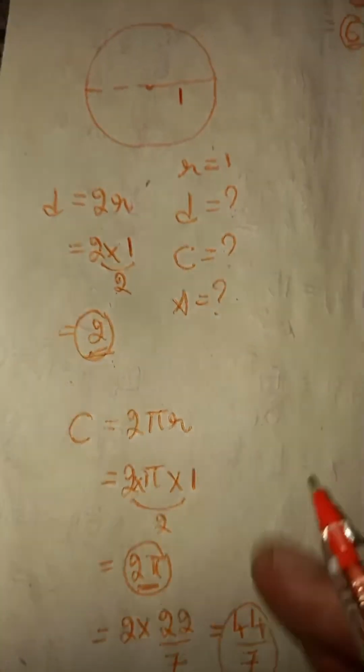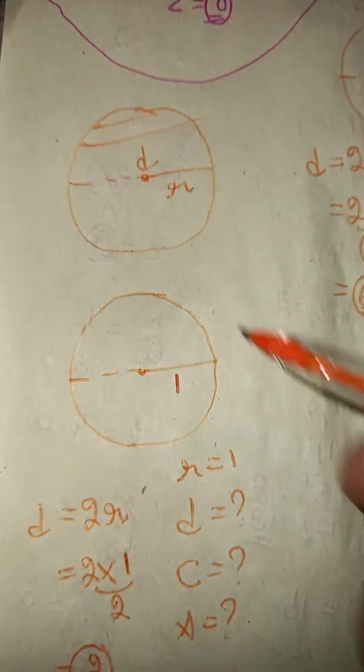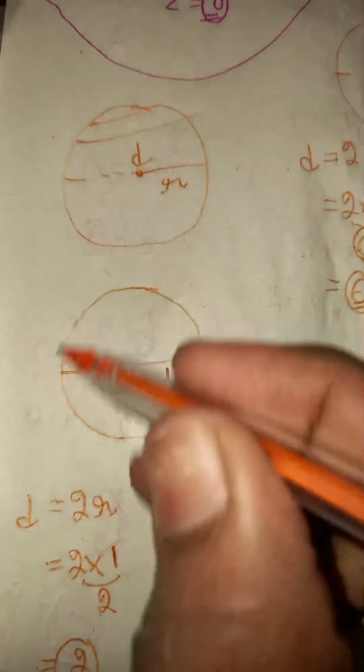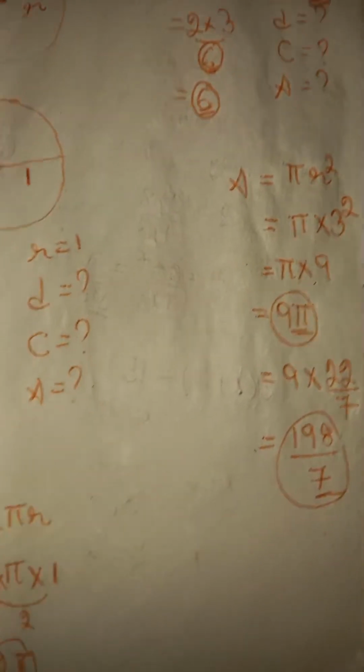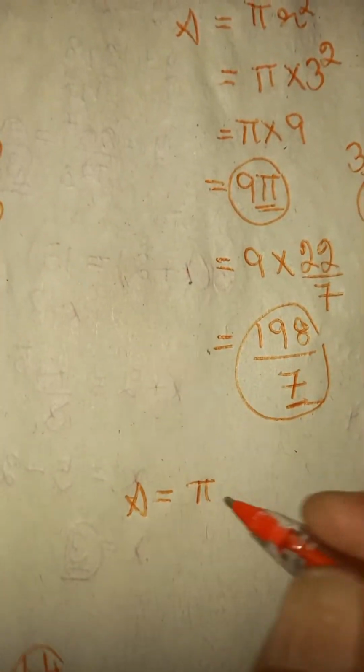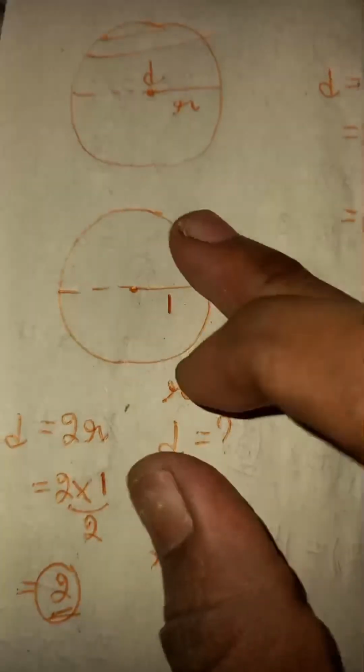Square units, just units. It is the boundary length. If you take it as a cricket stadium, this complete length is known as the circumference. Let's find out the area. Area of the circle can be written as pi r square. This complete space it occupies is known as the area.